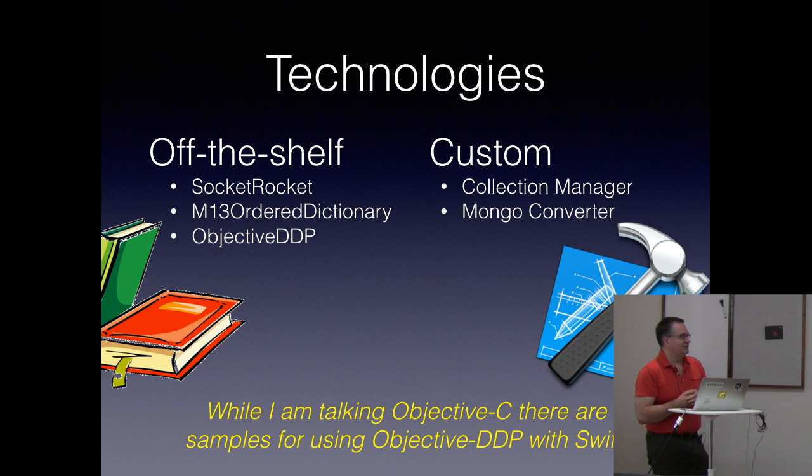And then on the other side, the custom stuff is a bunch of layers that I built on top of them, called Collections Manager and the Mongo Converter. And as I mentioned already, the DDP stuff has examples in Swift. So if you want to do this in Swift, it's not a big deal.